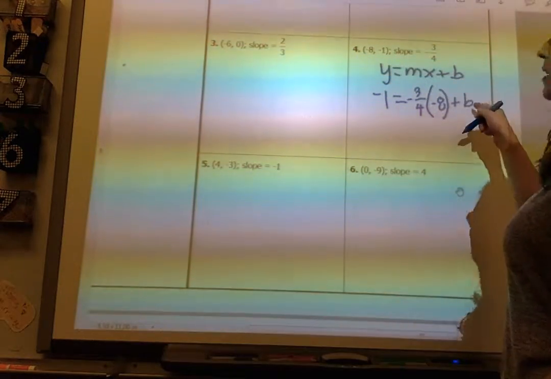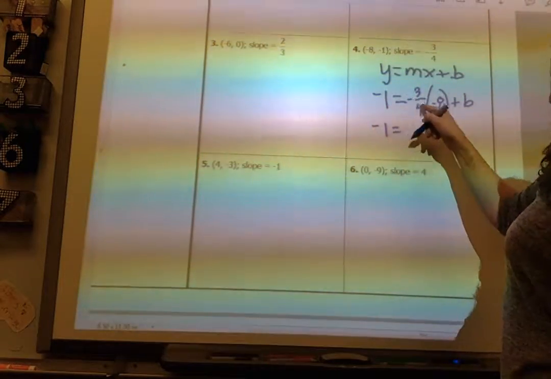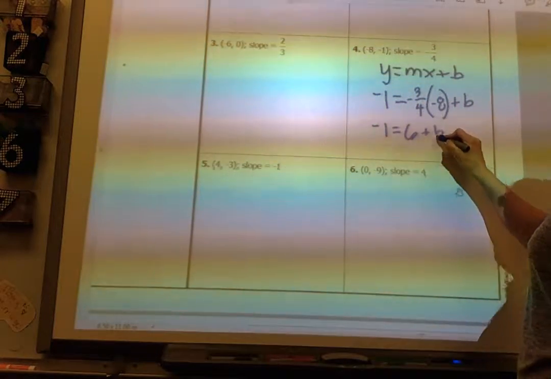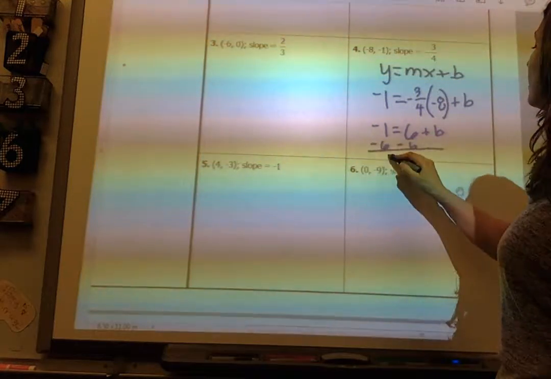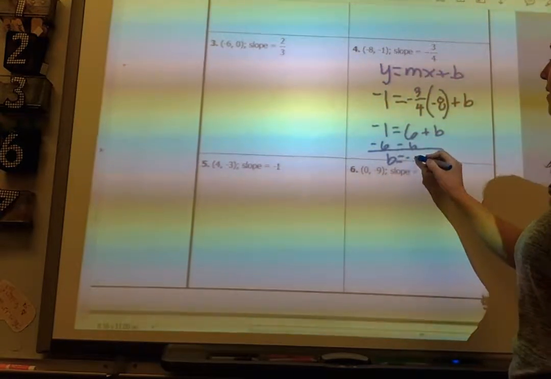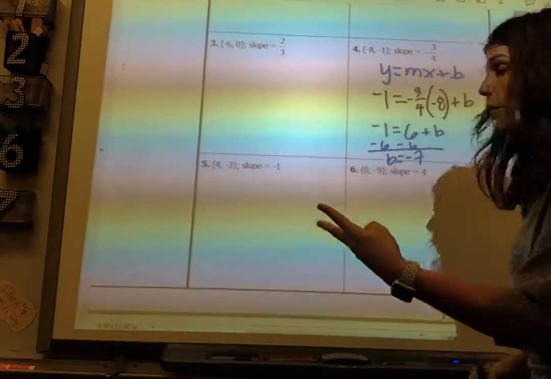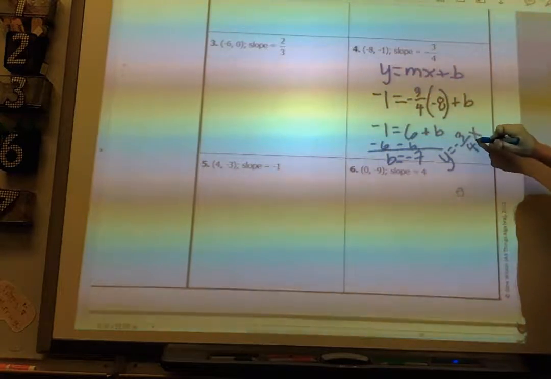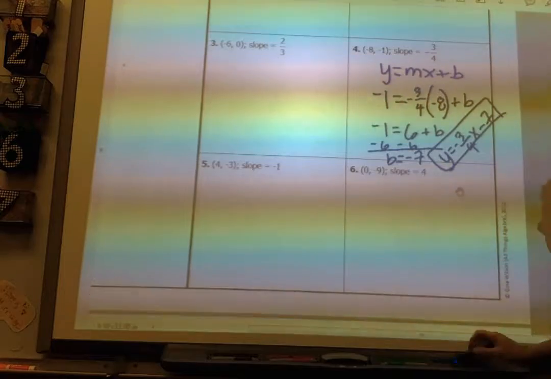And everything remains the same because I'm solving for b. So when I multiply negative 3/4 times negative 8, it's a positive 6 plus b. And so I'm going to subtract 6 on both sides, and then b equals negative 1 minus 6, which is negative 7. Now I have my slope. Now I have my beginning point. So now I can say y equals negative 3/4 x minus 7, and that's my answer. That's in slope-intercept form.